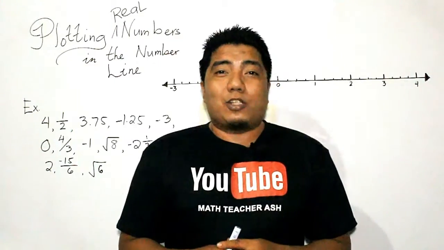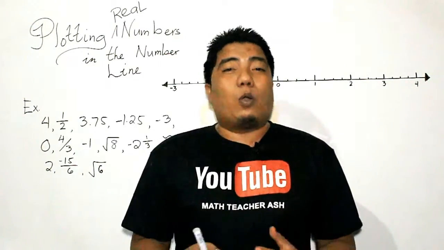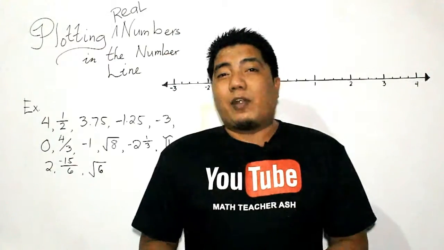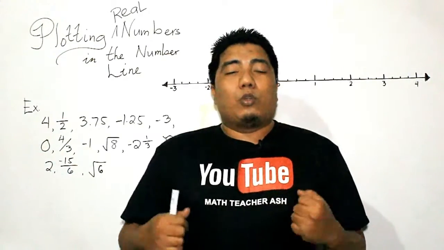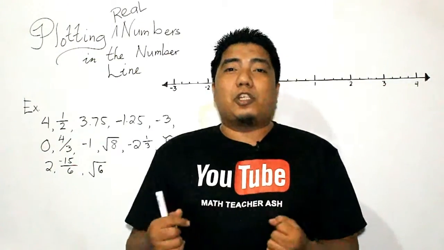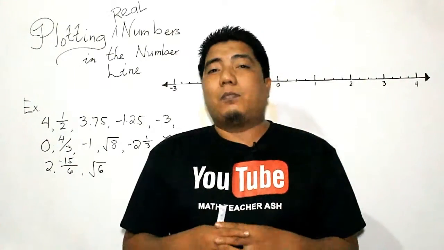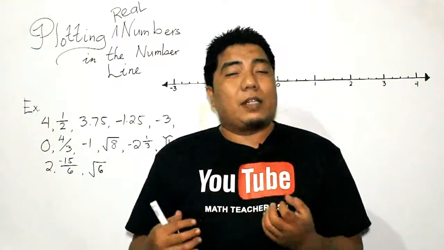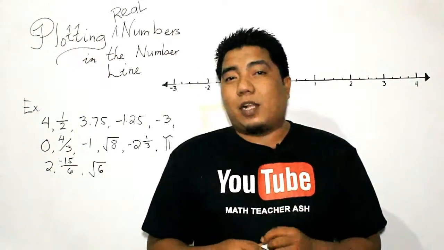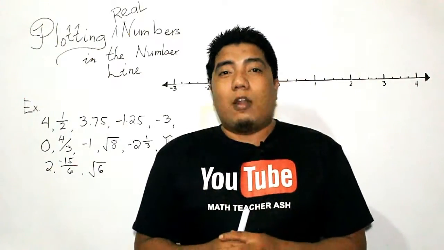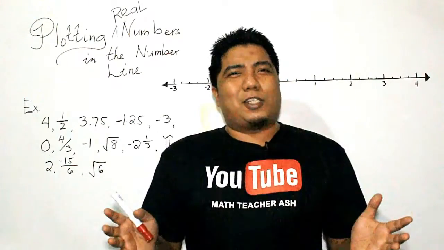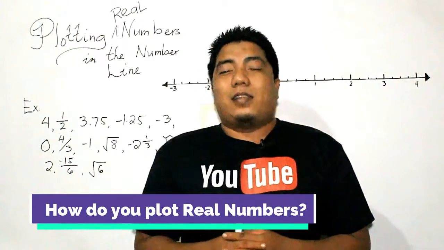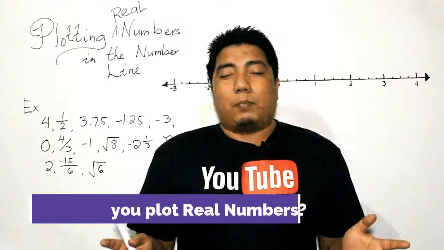Now, to make the long story short, those numbers are what we call real numbers. From the counting numbers to the 0, to the whole numbers, to the integers, to the positive and negative numbers, to the rational numbers, to the decimals, the fractions, and the irrational numbers, they are all real numbers. The question now is, how do we graph or how do we plot these real numbers in our number line?